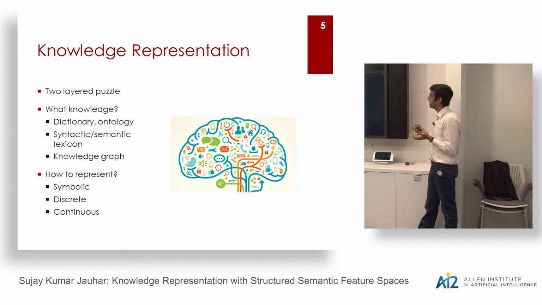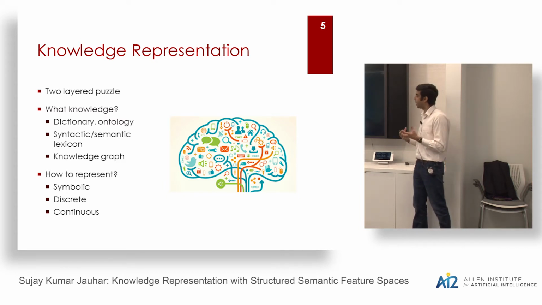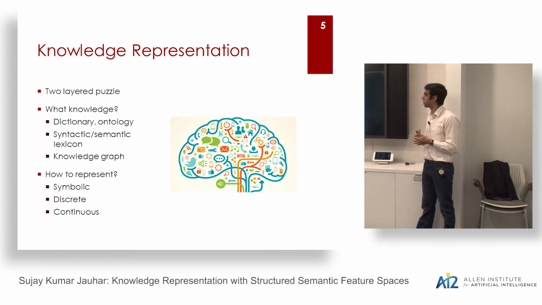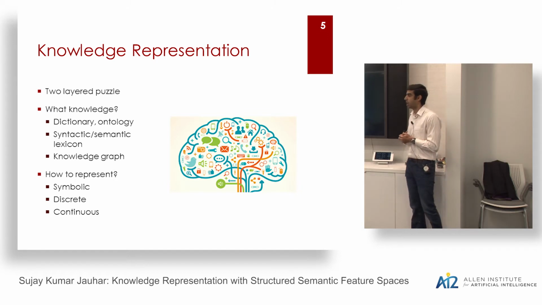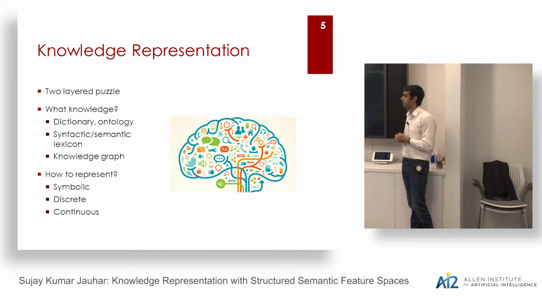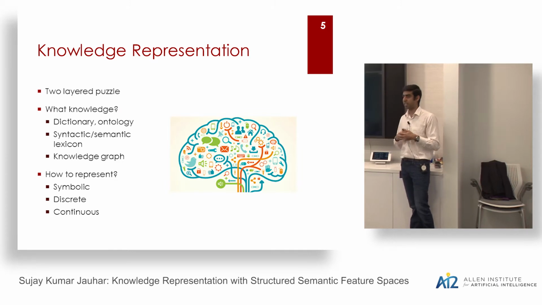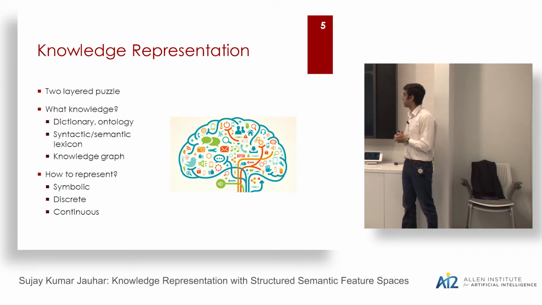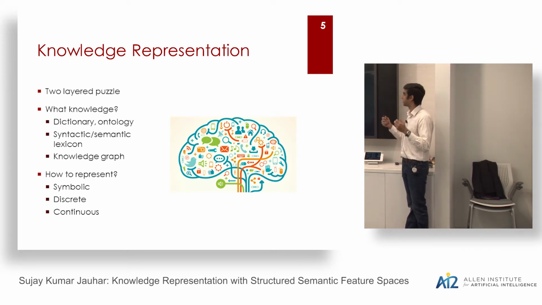Once we decide on that, the next question is, how do you represent that knowledge? And there are typically several ways that you can go about doing this. You can represent it in some symbolic or discrete space, or in the more modern neural network sort of technology, you could represent it in a continuous vector space, where features are soft representations of the underlying knowledge.